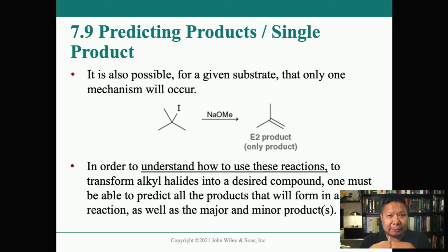So, single products, predicting products. It is possible for a given substrate that only one mechanism will occur. So here we have tert-butyl iodide, I guess it would be called, interacting with sodium methoxide here, and the only product that you get is the elimination product. So in order to understand how to use these reactions to transform alkyl halides into a desired compound, one must be able to predict all the products that will form in a given reaction, as well as the major and minor products.